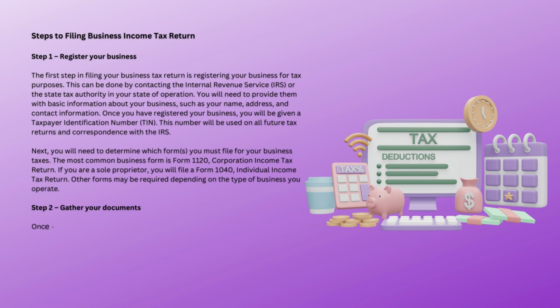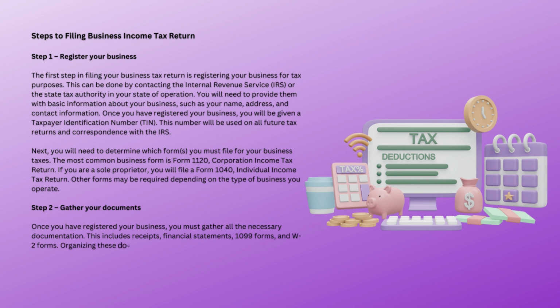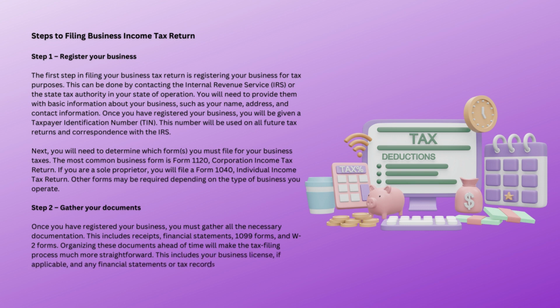Step 2. Gather your documents. Once you have registered your business, you must gather all the necessary documentation. This includes receipts, financial statements, 1099 forms, and W-2 forms. Organizing these documents ahead of time will make the tax filing process much more straightforward. This includes your business license, if applicable, and any financial statements or tax records you have. The IRS has a complete list of what documentation is needed for each type of business return.